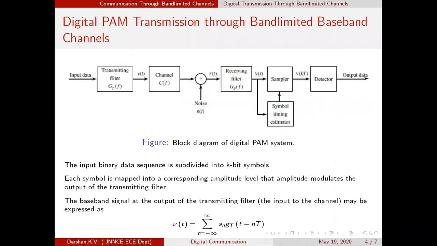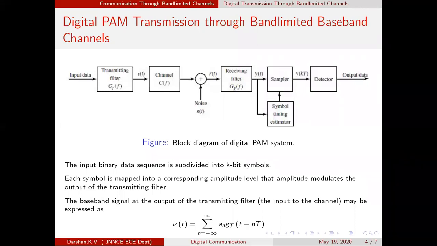Now let us do the same thing, but here an additional concept has been added. Whatever we discussed yesterday will continue, but for a specific concept, we will employ the previously learned method. So what do we want to transmit? We want to transmit PAM signals. So what is a PAM signal? Pulse amplitude modulated signal.